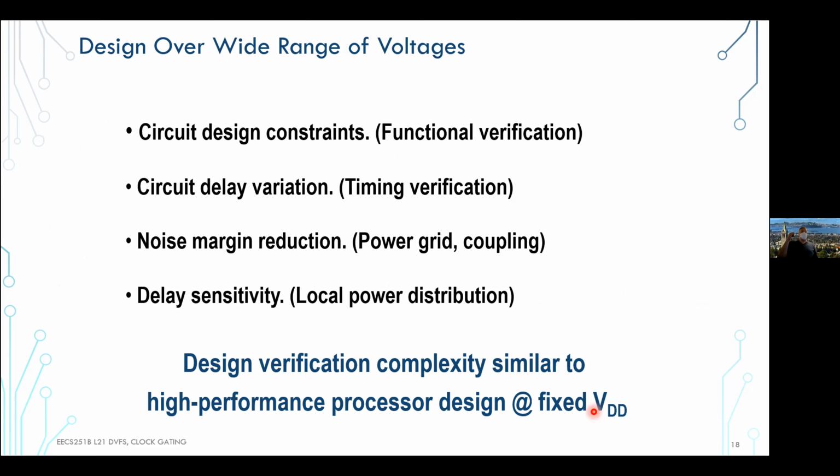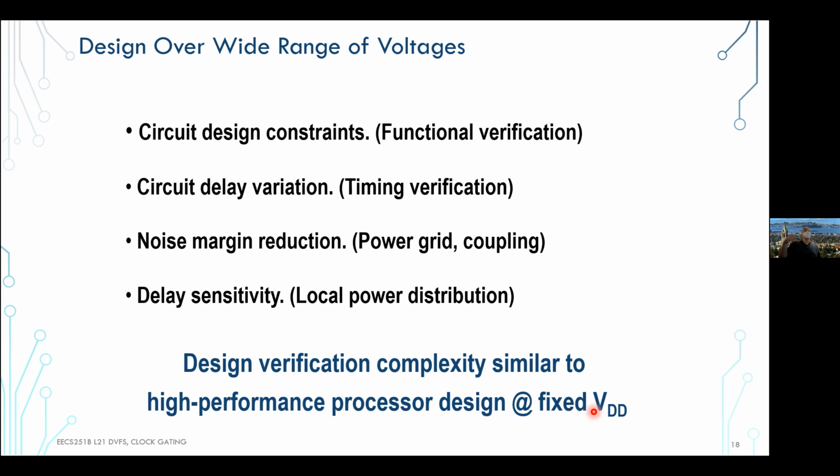Going back to the lowest level, how do we know where to get these voltage frequency curves in the first place? We need to understand all these different levels at the circuit level. Circuit design constraints: how do I verify this? Functionally it needs to do the same thing, but now not at a given voltage and frequency, but over a range. That has to do with circuit delay variation.